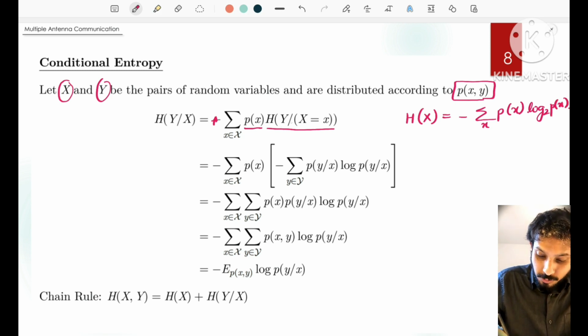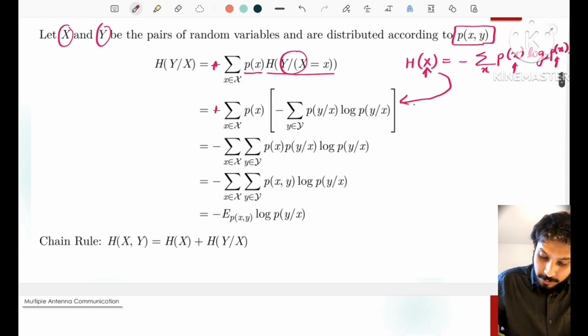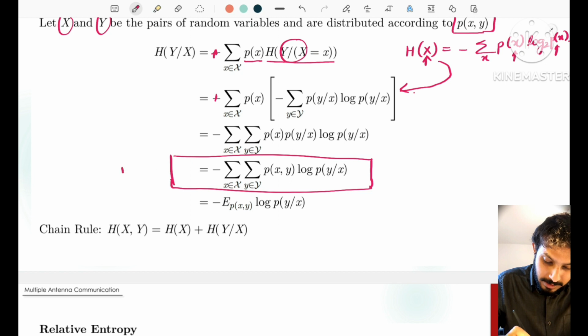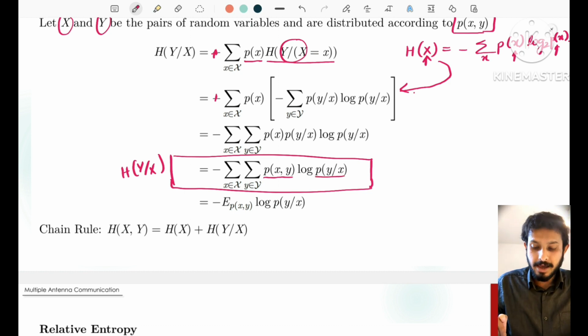Now if we substitute the entropy of Y given X into this expression, and then solve, what we get is that the entropy of Y given X, that is conditional entropy, is defined as the negative sum over x, sum over y, of the joint distribution of x comma y times log of the distribution of y given x.